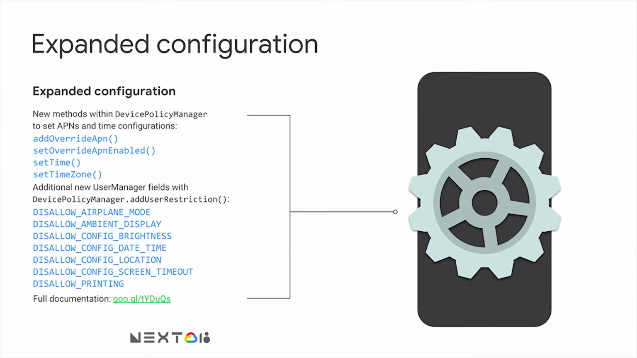There's a full list of methods in terms of what we support here, and more on the linked documentation. So there's an ability to add what we call an override APN. That's a custom APN, and then enable it. There's APIs to set the time and set the time zone, and a whole selection of additional policies that we've included to lock down certain aspects of the device. That ranges from disallowing airplane mode right the way through to disallowing printing. So if your organization has a problem with people printing spurious amounts of paper, we now have the policy for you.